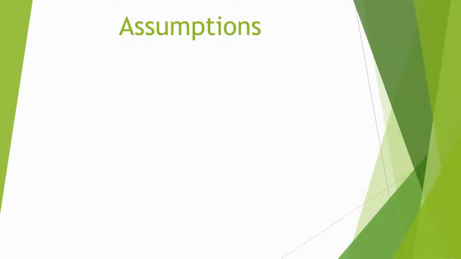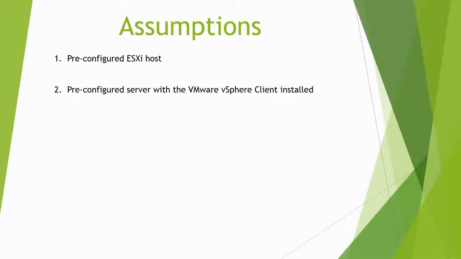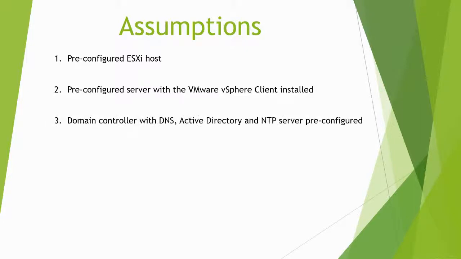Now today I'll also be running with some assumptions for the screencast. Number 1 is that you have a pre-configured ESXi host. Number 2 is that you have a pre-configured server with the VMware vSphere client installed. Number 3, that you have a domain controller with DNS, an Active Directory domain, and NTP server already set up. And number 4 is that all of these machines are within the same network.